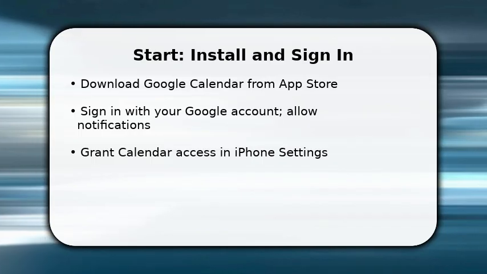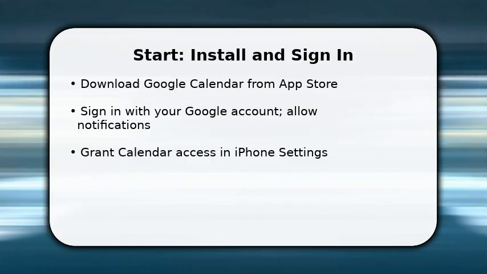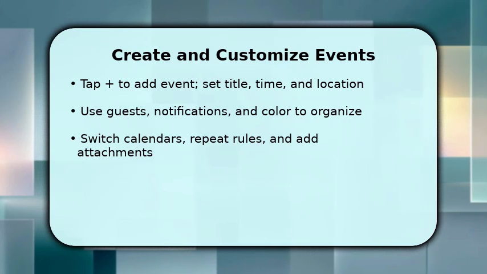Next, go to iPhone Settings, Privacy, Calendars and enable access for Google Calendar so events sync with the system. Once done, you'll be ready to create events immediately. Now create your first event.